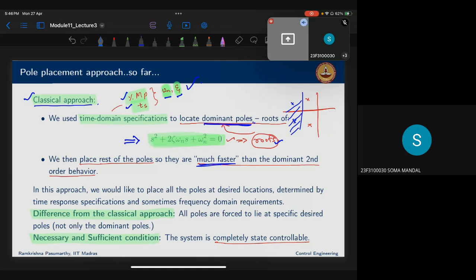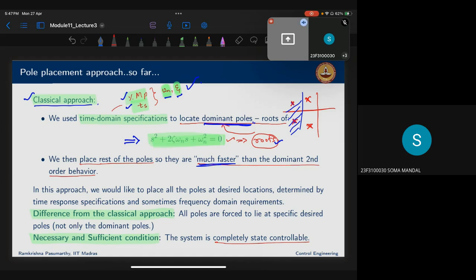Okay, dominant poles. Generally, we consider these two poles as the dominant poles, and we place all the rest of the poles on the left side of these two. The red ones are the dominant poles. Then we place all these poles to the left of the dominant poles. That is our classical approach.